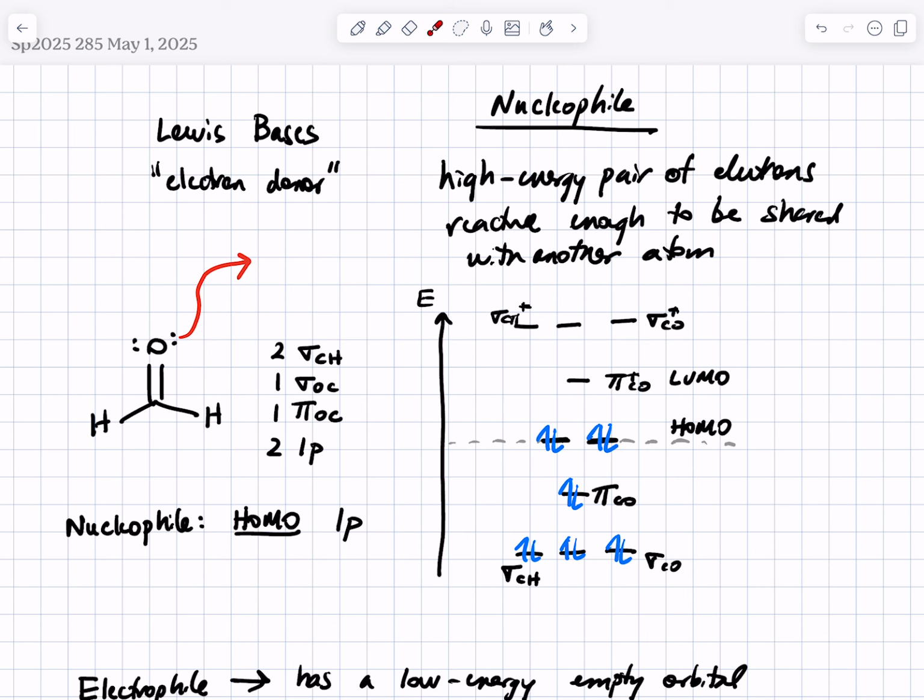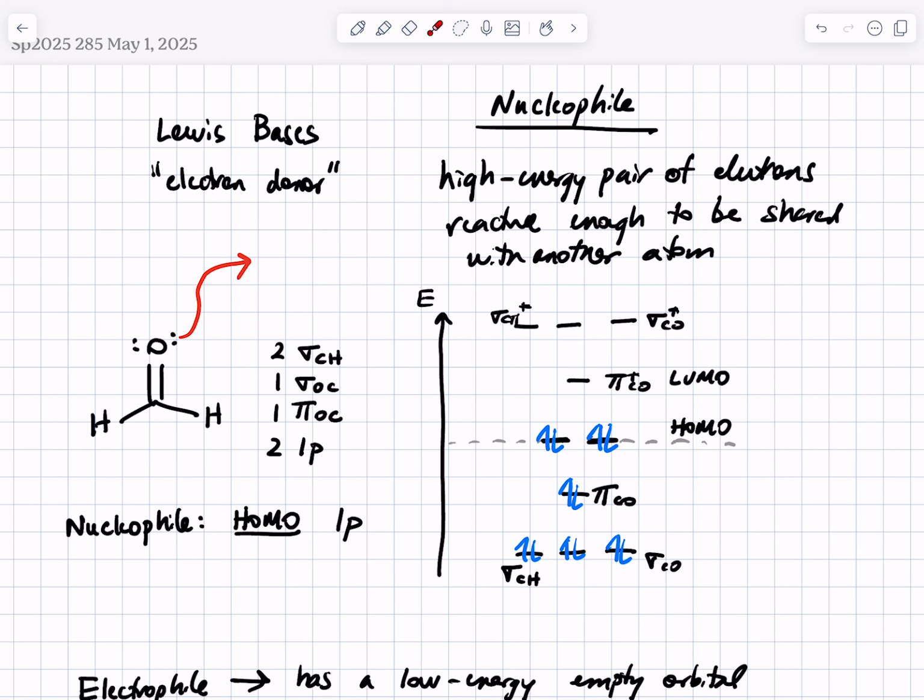And you fill the bonding orbitals and the lone pairs. You keep the anti-bonding orbitals empty. If you want to check yourself, you can confirm you got the same number of electrons in this diagram as you have in this Lewis structure. But the conclusion you make is that the highest energy electrons are the lone pair, and the lowest energy empty orbital is the carbon-oxygen pi star. We said if this molecule is going to act as a Lewis base or a nucleophile, the HOMO electrons are going to be the ones that do the attacking.